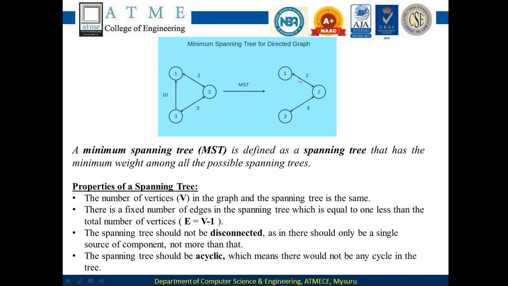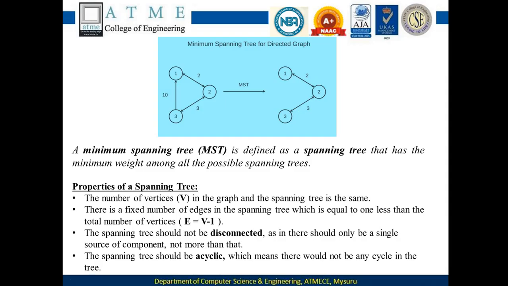A minimum spanning tree is a spanning tree that has the minimum weight among all the possible spanning trees. The number of vertices V of the graph and the spanning tree is the same. Here we have three vertices, and in the spanning tree also we have three vertices. The fixed number of edges in a spanning tree is always one less than the total number of vertices. We have three vertices here, so the number of edges will be V minus 1, which is 3 minus 1, equal to 2 edges. So it is a minimum spanning tree.